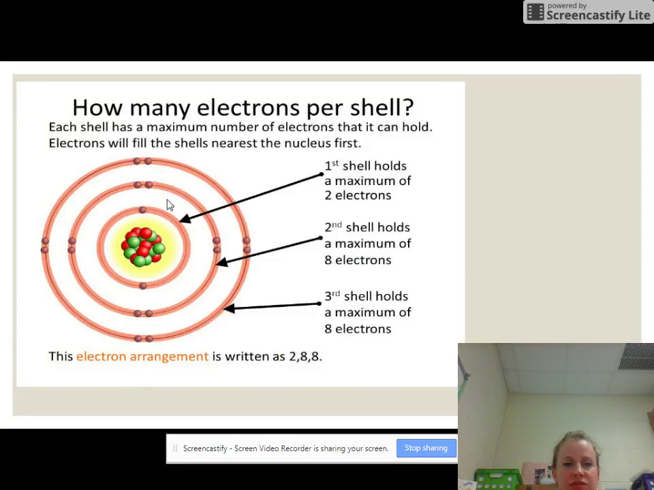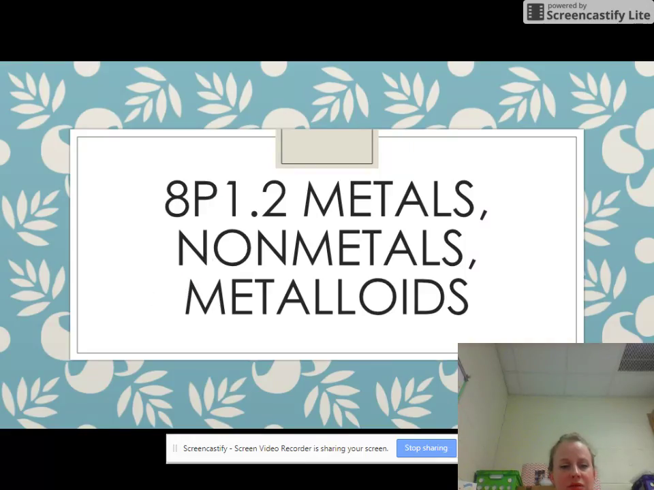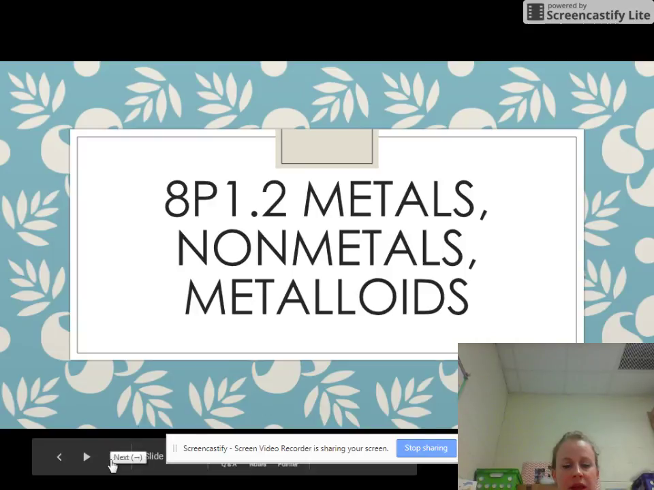Okay, so one thing that you guys do need to know is how many electrons can fit in each shell. So the first shell is going to have 2, and then the next shell is going to have 8, and then 8, and then the last one that's not on this picture will be 18. You guys probably won't ever get any bigger than that.